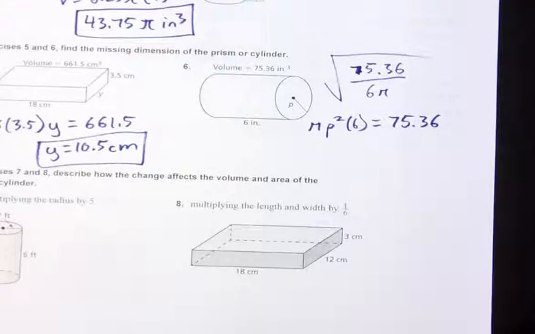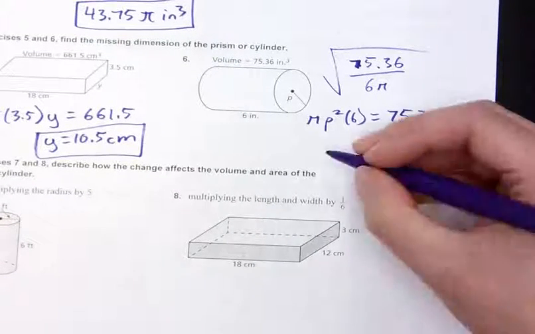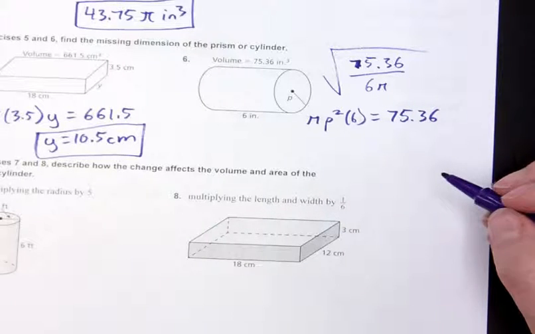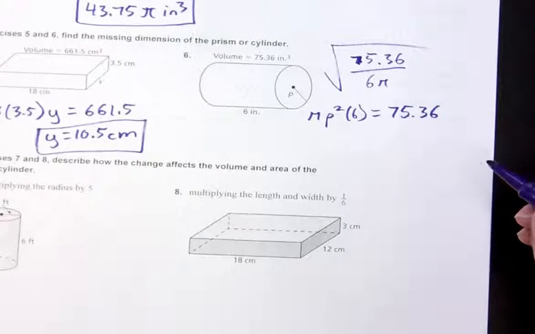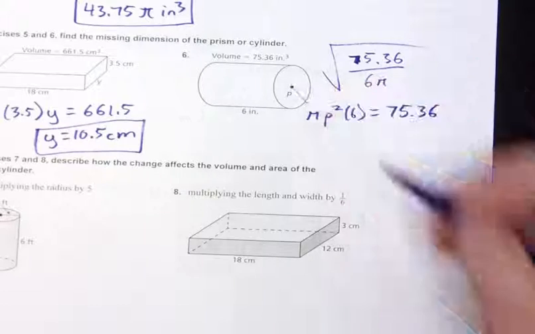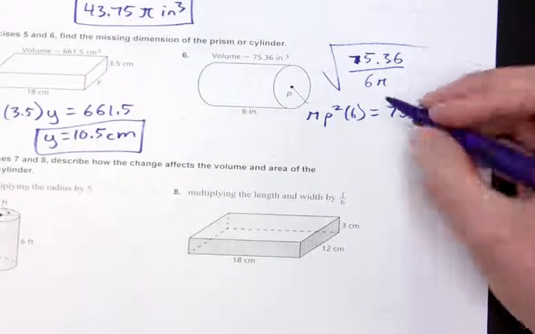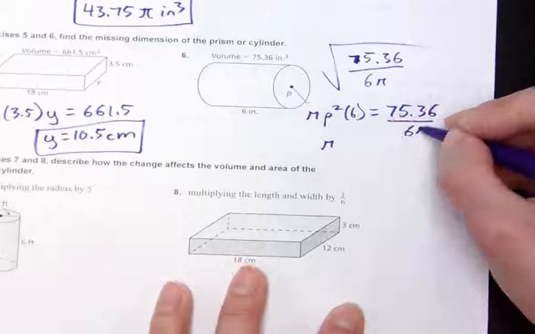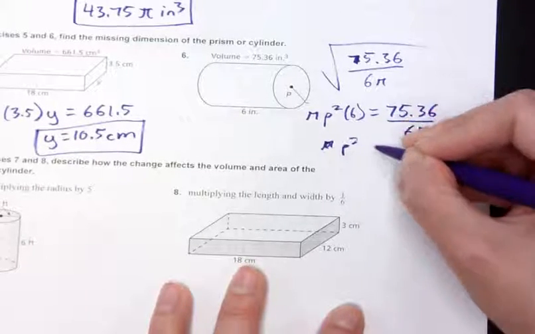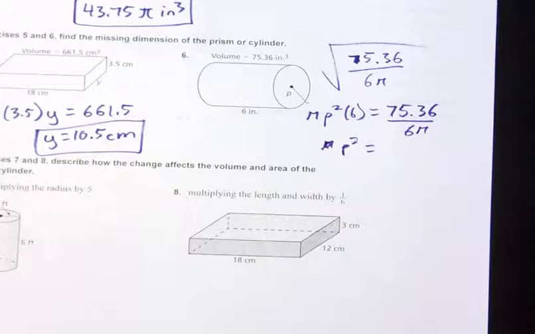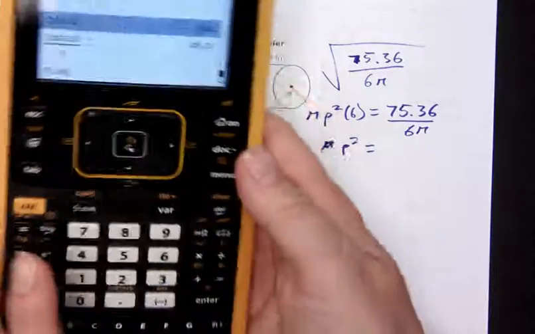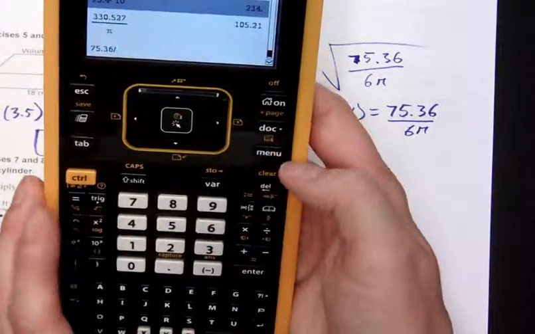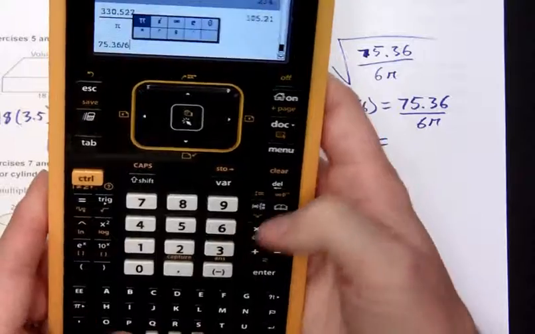What does this come to? Well, how do we know the perimeter? You don't need perimeter. No, r is the radius. So we do the math. So we divide by 6 pi first. So then r squared equals 12.56. And so in your calculator just do 75.36 divided by 6 pi.